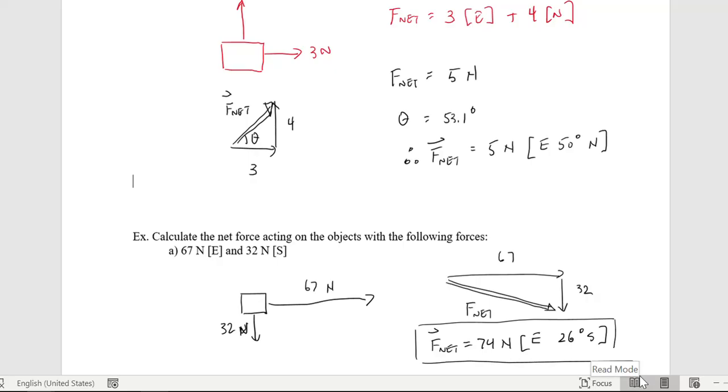So hopefully you guys understand what force is and what we mean by net force and what a free body diagram is. We'll stop here, and I'll see you guys at our next video.